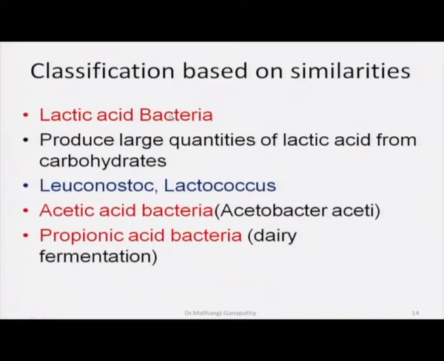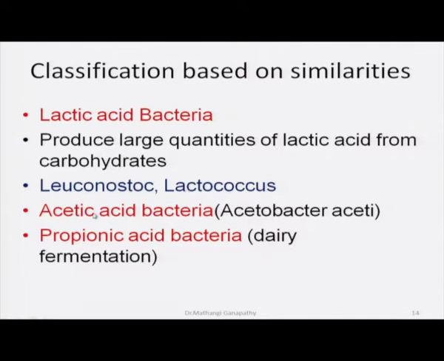The typical group 1 consists of lactic acid bacteria. Here, this group contains microbes which produce large quantities of lactic acid from carbohydrate. So carbohydrate is the source, this carbohydrate is broken down, and the end product is lactic acid. Examples would be Leuconostoc, Lactococcus, etc.